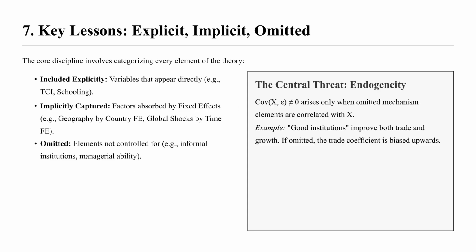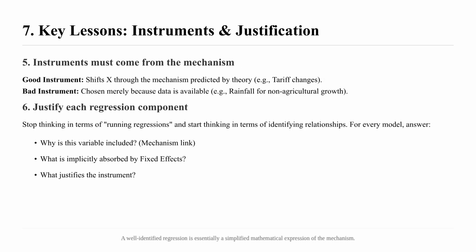The core discipline involves categorizing theory elements as explicitly included, implicitly captured, or omitted. The central threat is endogeneity, which occurs when omitted elements like good institutions are correlated with the trade variables. Finally, instruments must be derived from the economic mechanism, not merely data availability. For every model, justify why each variable is included, what fixed effects absorb, and what justifies the instrument choice.